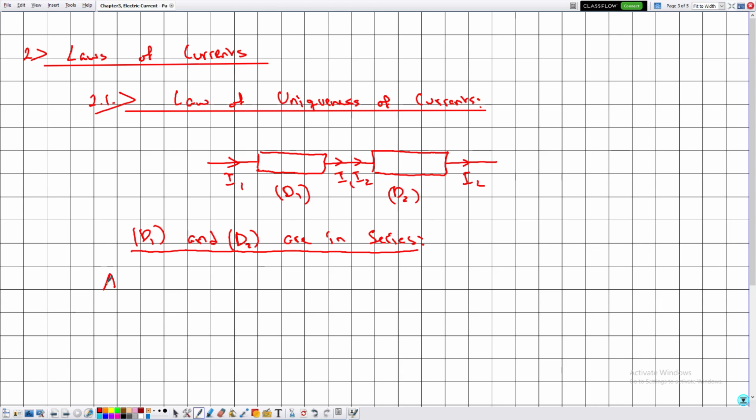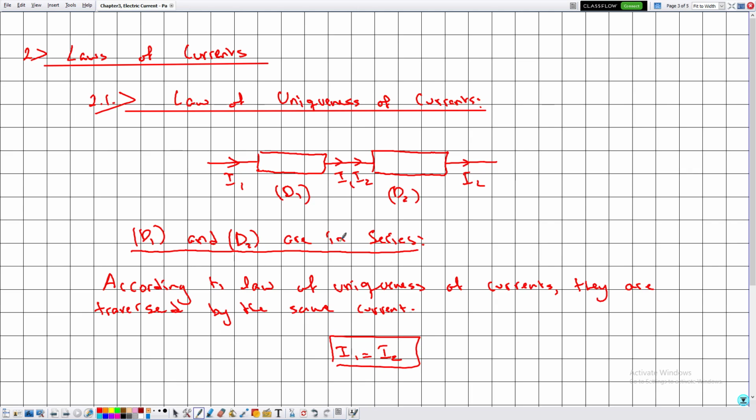This is the law of uniqueness. According to the law of uniqueness of currents, they are traversed by the same current, and in this case, the value of I1 is equal to the value of I2. Okay.